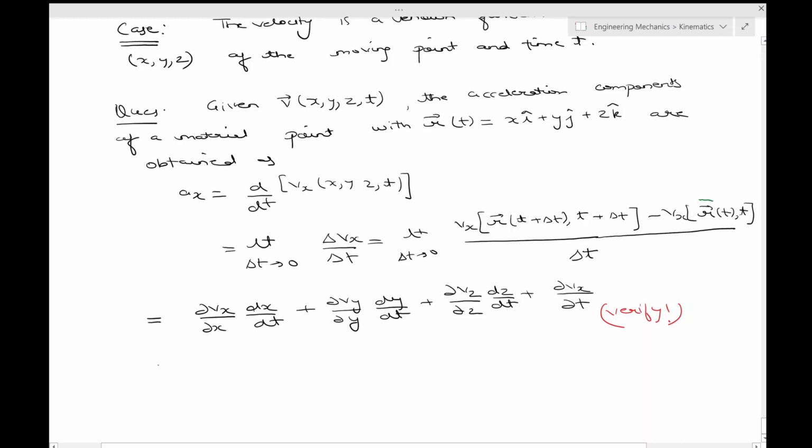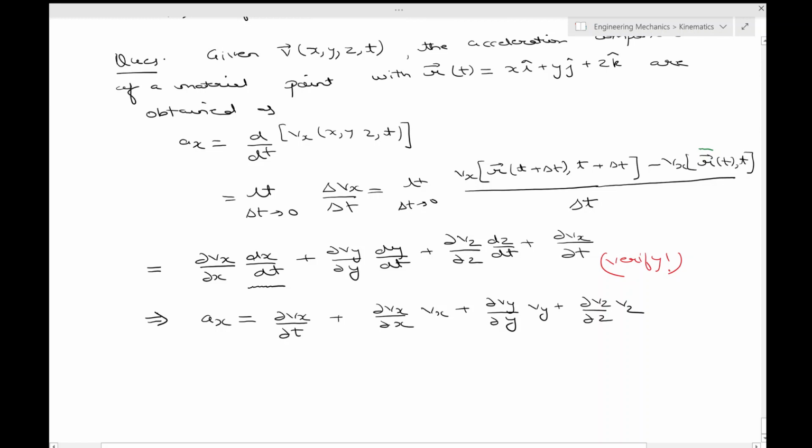And once this is there, you can clearly write that Ax is equal to dou Vx by dou t plus dou Vx by dou x into Vx plus dou Vx by dou y Vy plus dou Vx by dou z Vz. Similarly, you write Ay is equal to d by dt Vy of x comma y comma z comma t, and then proceed ahead.